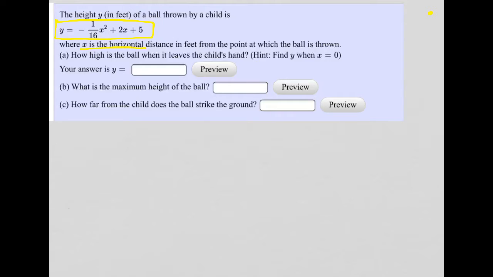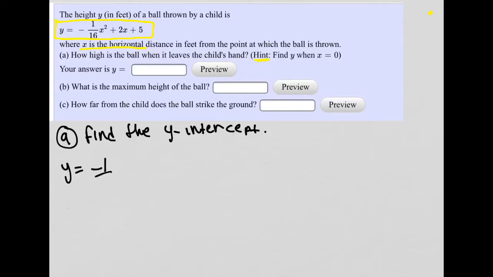The hint is giving you a hint: find the y when x is 0. So you're finding the y-intercept. So for part A, we're going to find the y-intercept. I'm going to substitute 0 for x and find the y-intercept. This goes to 0, this goes to 0, so the y-intercept is 5.